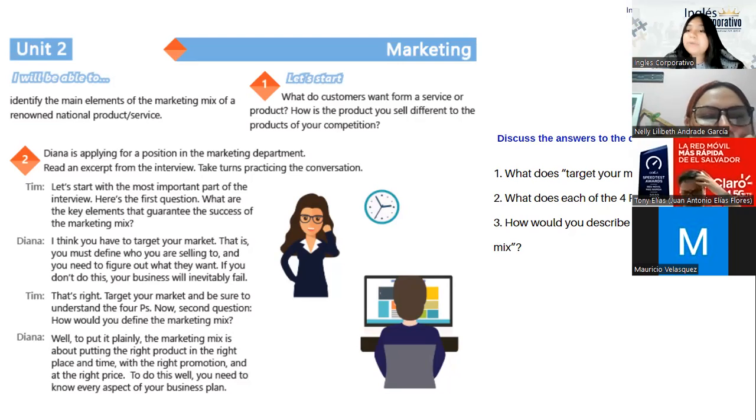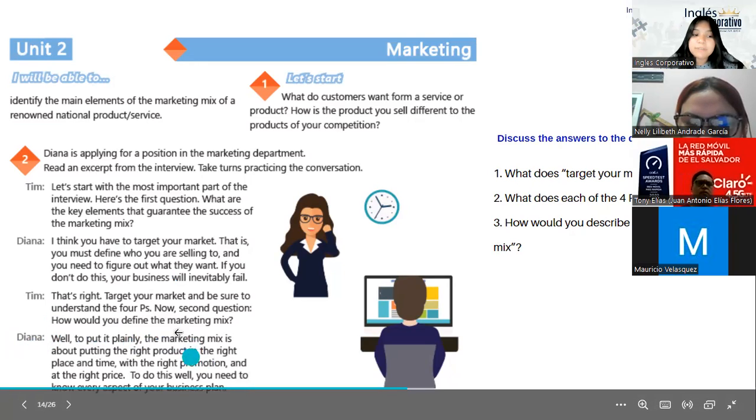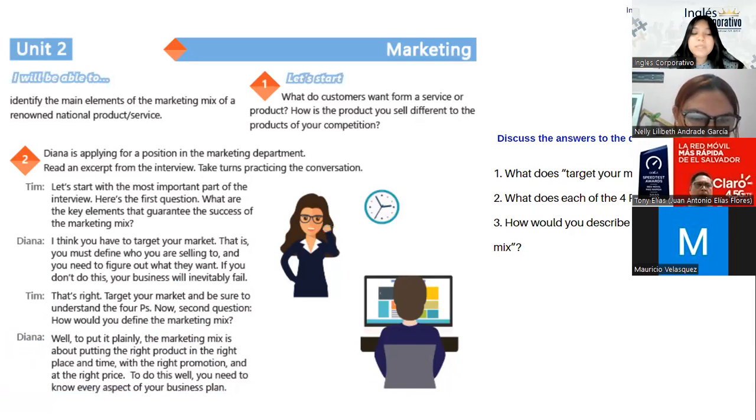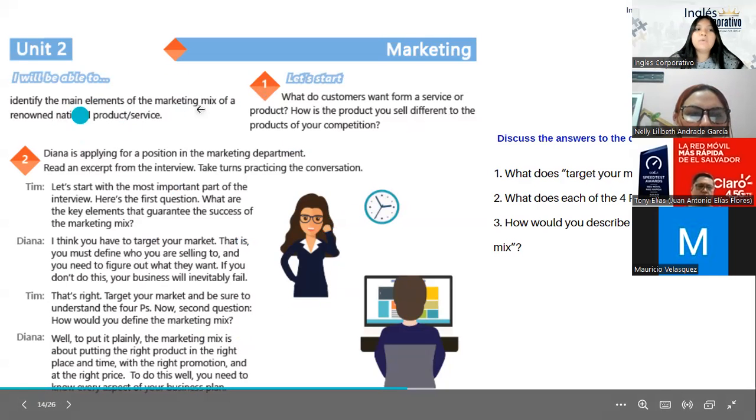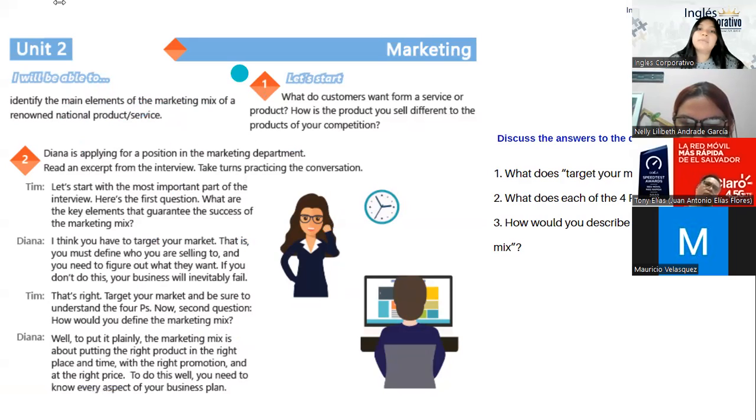And how would you describe the term marketing mix? Well, we have the short definition that Diana gives. The marketing mix is about putting the right product in the right place and time with the right promotion and the right price. That is the marketing mix, okay? Excellent. All right, very good. Yes, I think that's basically from this part. Okay, we already identified the main elements. We did it at the very beginning, okay?